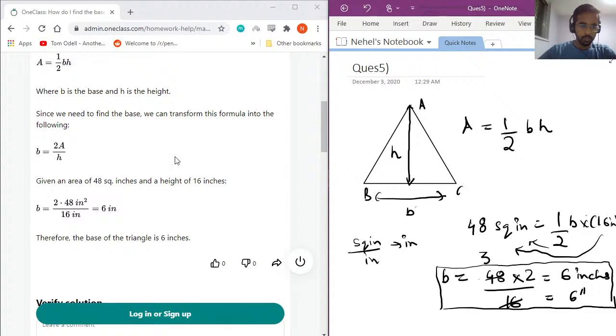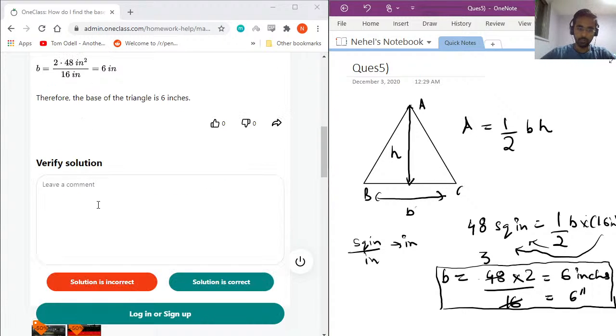Okay, so looking at the solution, area is half into base into height, base is 2 times area divided by height, so this is correct.